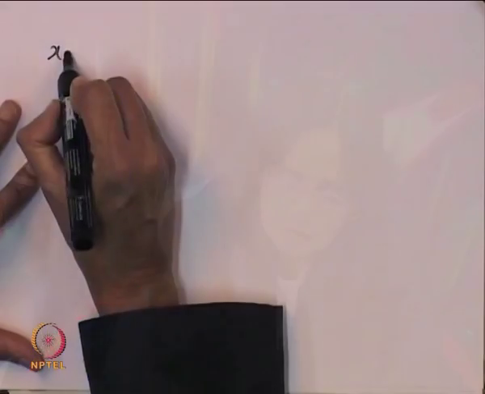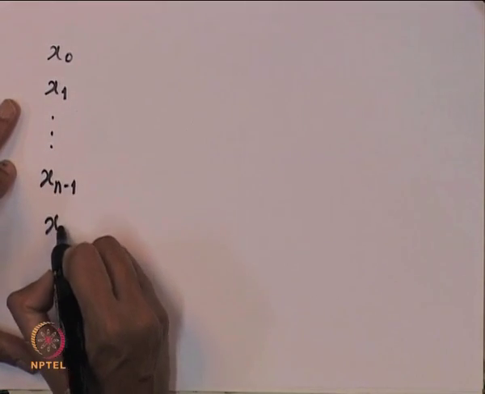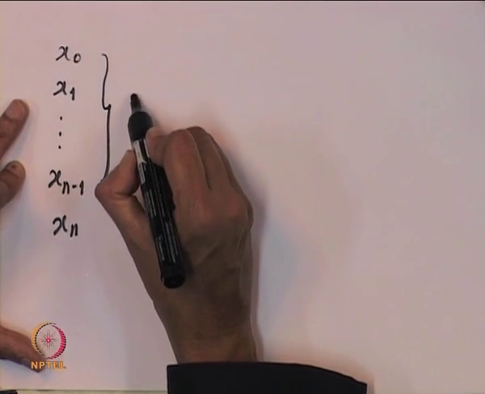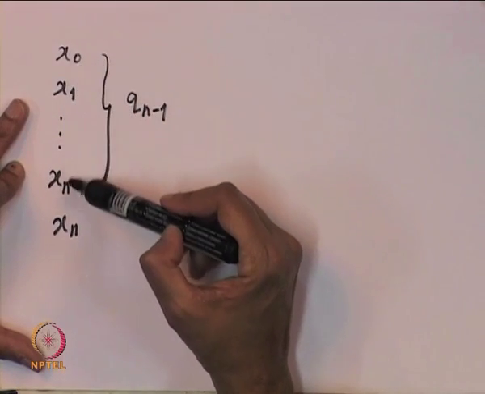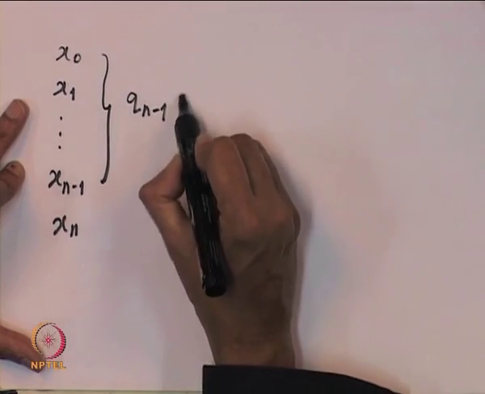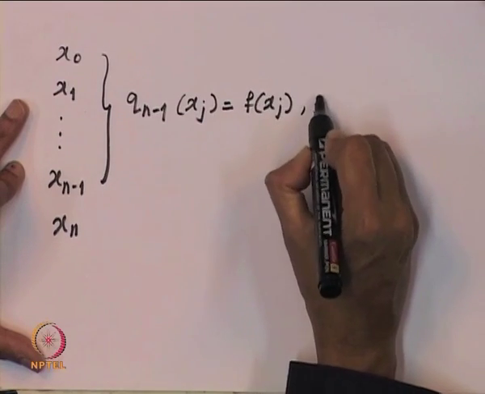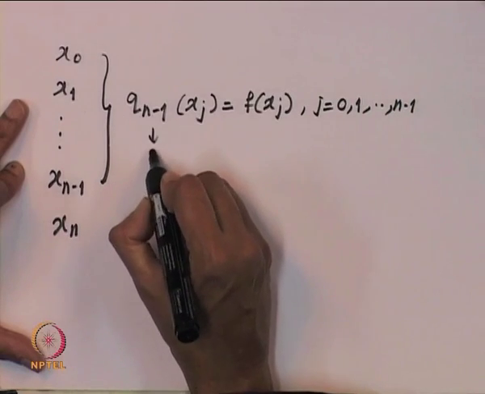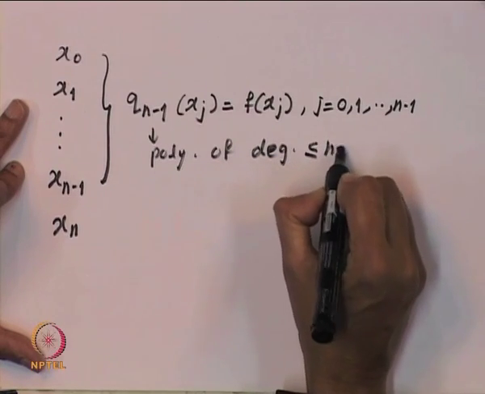So, we have got, say, points x 0, x 1 up to x n minus 1 and x n. Here, look at a polynomial q n minus 1, which interpolates your given function at these points. So, q n minus 1 of x j will be equal to f of x j for j equal to 0, 1 up to n minus 1. This is a polynomial of degree less than or equal to n minus 1.